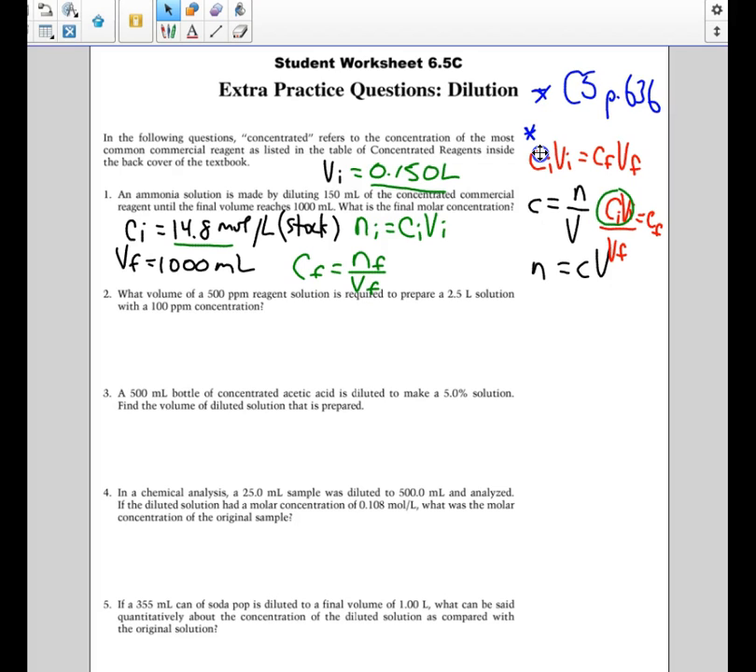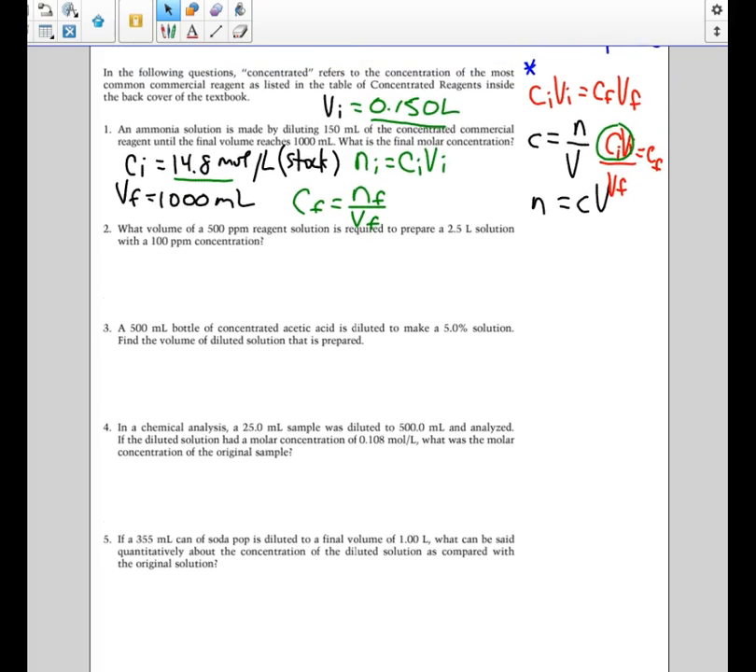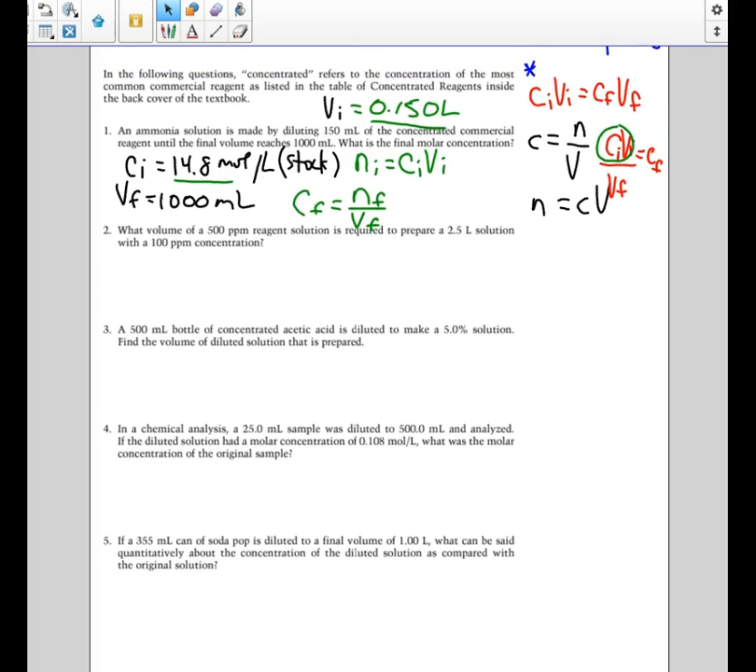The rest of these questions are just going to be similar, except you may find in some of them you have different types of concentration units. So in 3, it is a percent solution. In number 2, it's parts per million. You never know what it is you're going to be trying to solve for. Okay, so those we will complete in class.